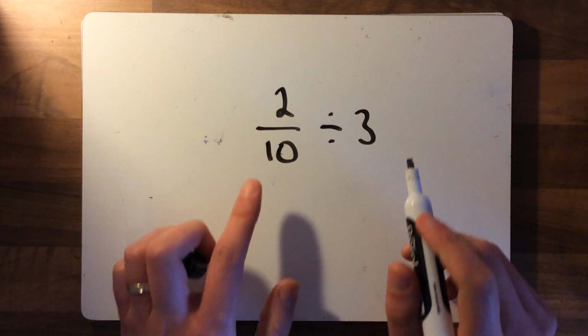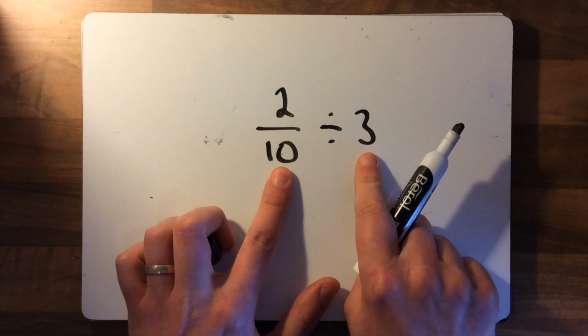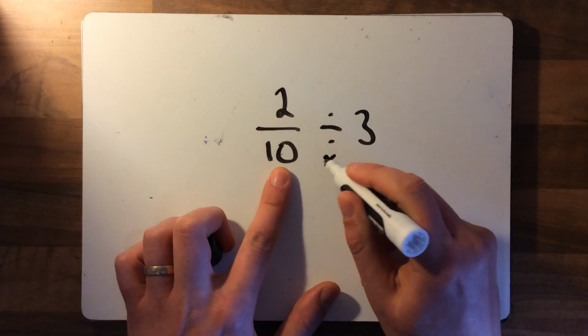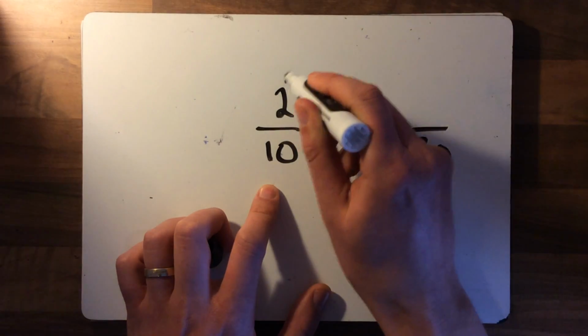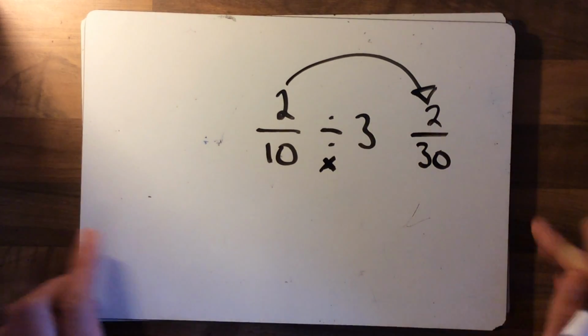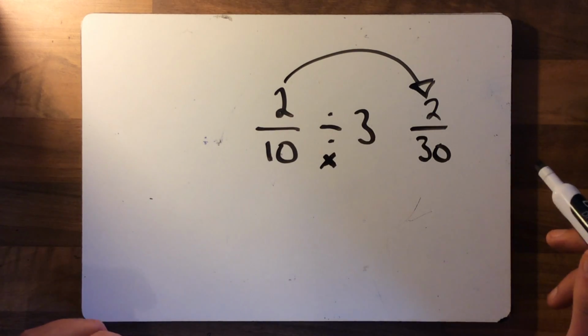Okay, now remember what we do here procedurally. We multiply the denominator by the whole number. So we do 10 times 3. 10 times 3 is 30. And then the numerator comes over to 2/30. Some people might have realised this can be simplified as well.